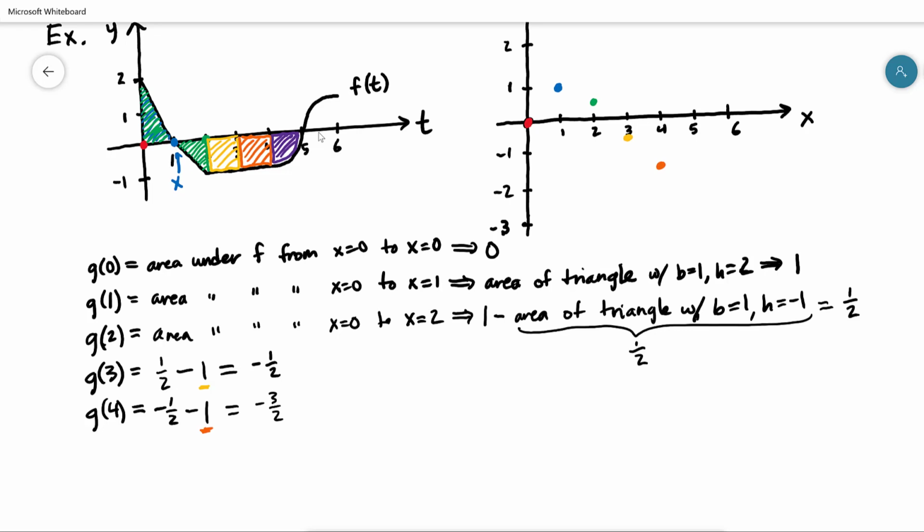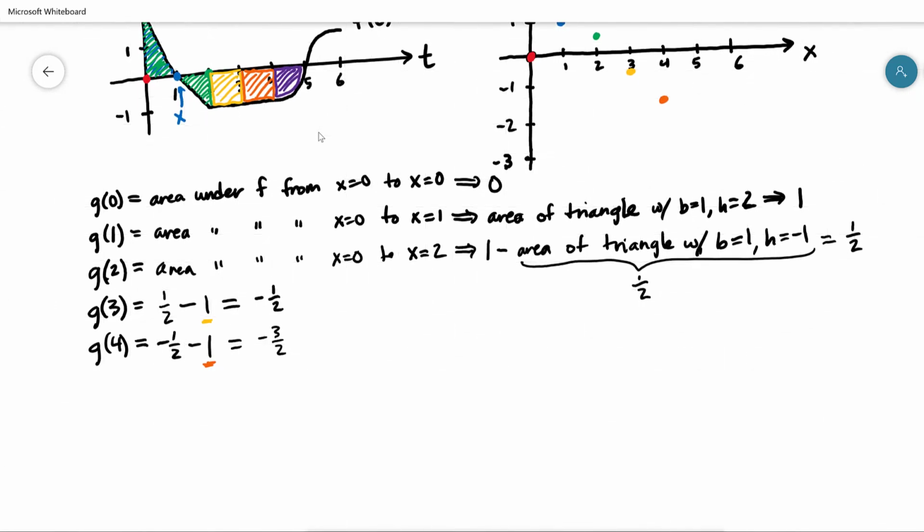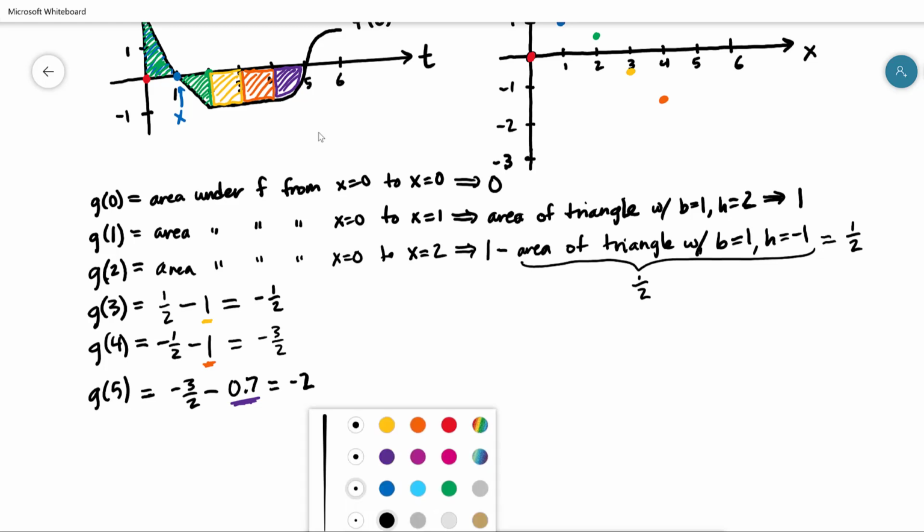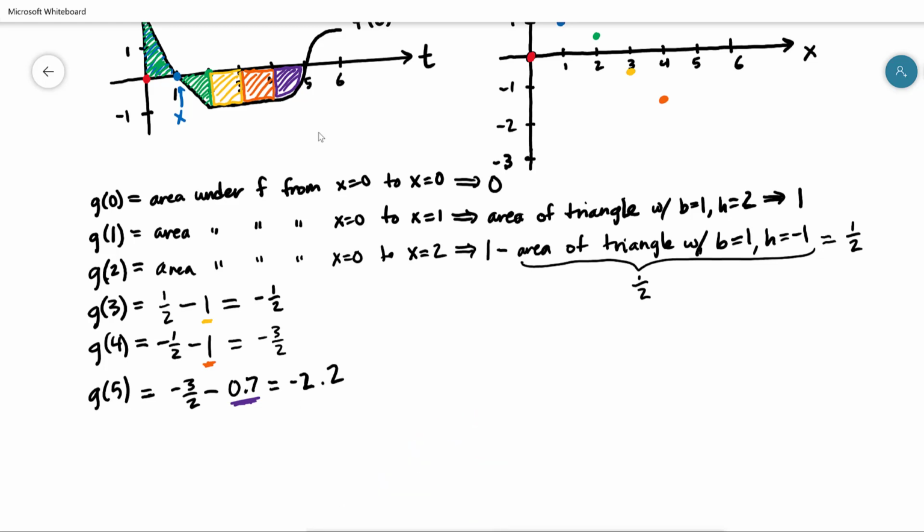So g of 5 will be at the negative 3/2 that we were at, and then subtract whatever the area of that purple region is, which is maybe minus, I don't know, let's just say 0.7. Close enough. I'm just, again, guessing, ballpark. And so that would put me at what? Negative 1.5 minus 0.7. That's like negative 2.2-ish. Draw that in purple. Negative 2.2. We're sitting somewhere down here.